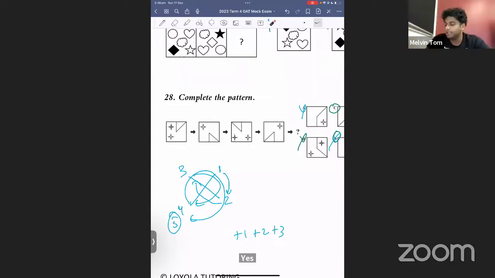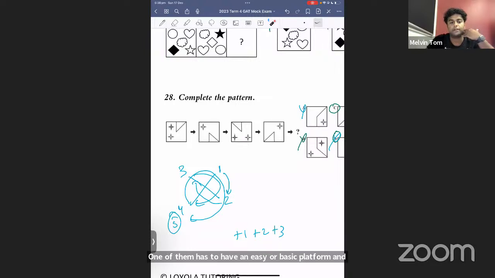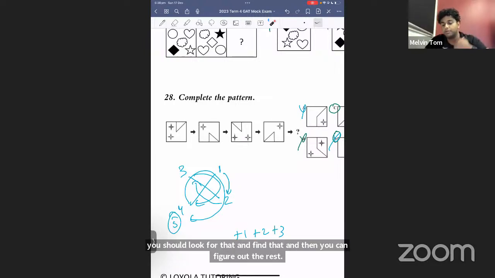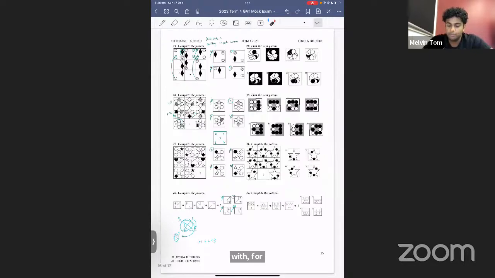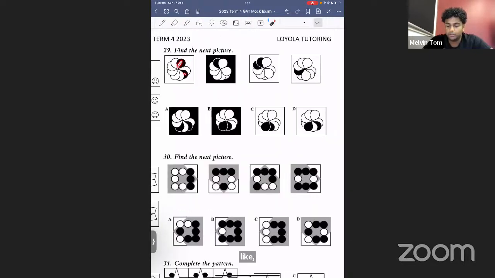So basically, when you do abstract reasoning questions, where you have so many different things moving around at the same time, one of them has to have an easy or basic pattern. And you should look for that and find that, and then you can figure out the rest. Even when you have, let's say, question number 29, where you have two petals that look the same color, how do you figure it out? One of them has to be a very simple pattern, which is usually +1, +1, +1. And then that's exactly what it is.